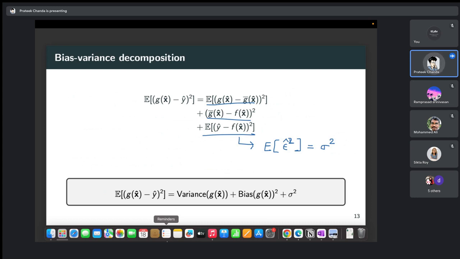So that's the notion that I wanted to share here. What we get is: expectation of g of x hat minus y hat whole square is equal to the variance of g of x hat plus bias whole square plus sigma square.